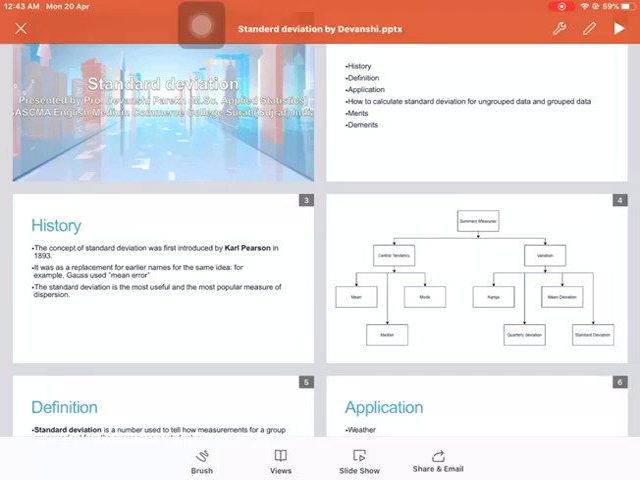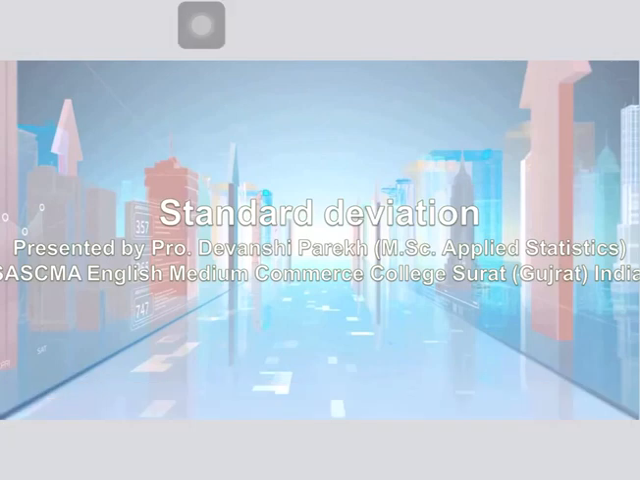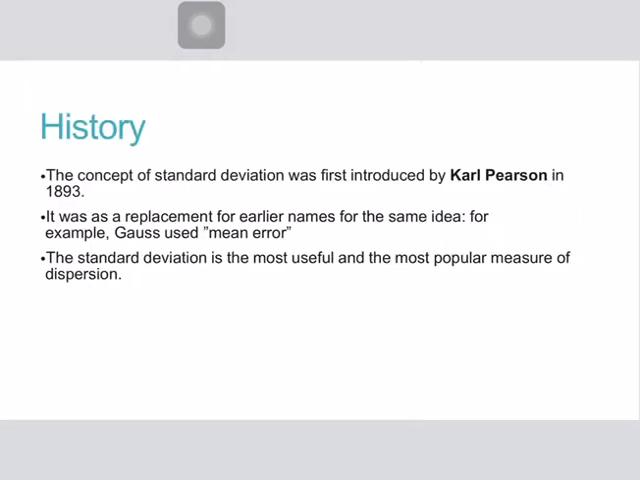So here we start with history first. The concept of standard deviation was first introduced by Karl Pearson in 1893. Before 1893, the same term was used by Sir Carl Friedrich Gauss, called mean error. Standard deviation is a widely used measure among the measures of dispersion.